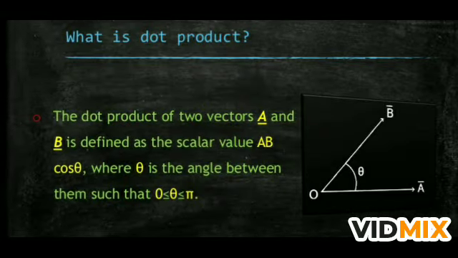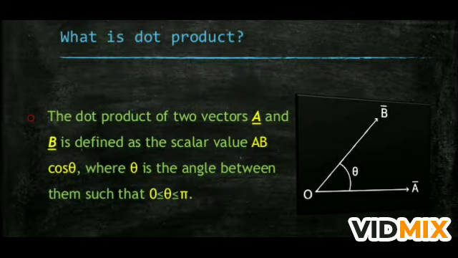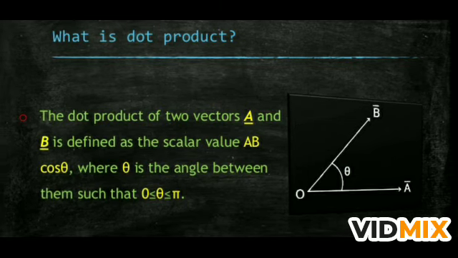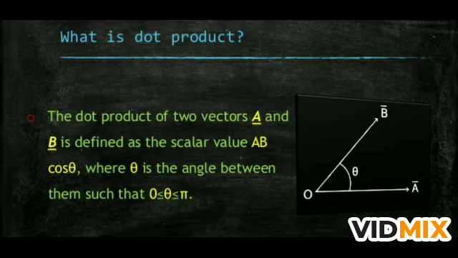So what is dot product? If you see here in the diagram, there are two vectors a and b, and the angle between the two vectors is theta. The dot product of two vectors a and b is defined as the scalar value ab cos theta, where theta is the angle between them such that theta is greater than or equal to 0 but less than or equal to pi. When two vectors are at a certain angle and we multiply them, we get a scalar value of vector a and vector b, and it is called the dot product.